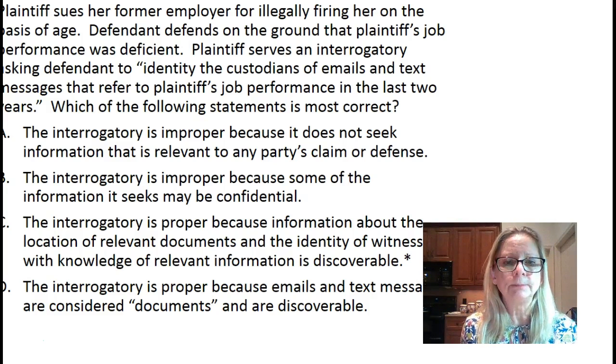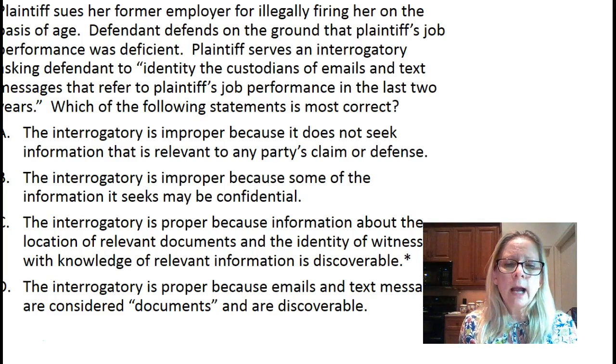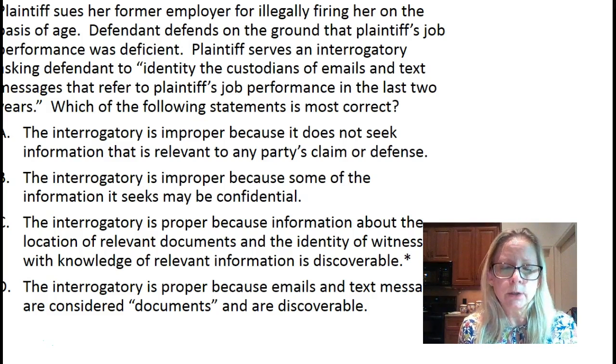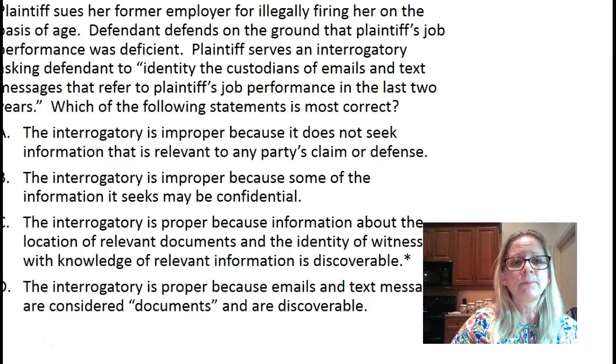And D, the interrogatory is proper because emails and text messages are considered documents and are discoverable. Well, yeah, emails and text messages are considered documents, but that doesn't mean that they're discoverable. They still have to be relevant and proportional. It doesn't just mean that because it's an email, it's discoverable.